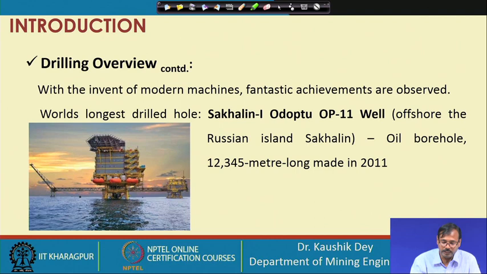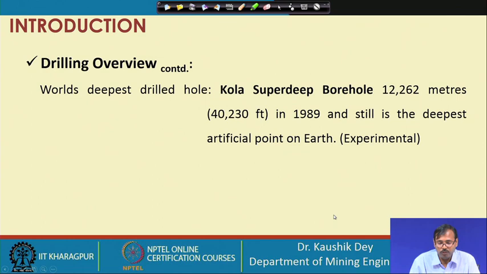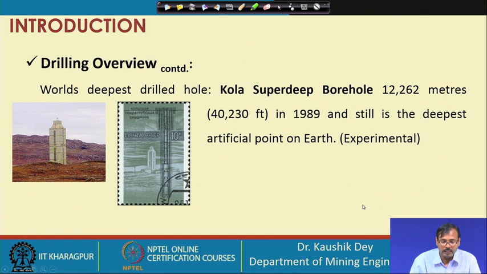But there are problems also, where you will find that the ancient Soviet Union made a drill hole which was completed in 1989, that is also more than 12 kilometer long. It is 12,262 meters, and the purpose of this drill hole was only experimental, to know the temperature variation in the earth's crust. For all these scientific analyses, they made this long drill hole, and it took more than 20 years of drilling, and this hole was sealed at the top, but still it was existing in 2007.